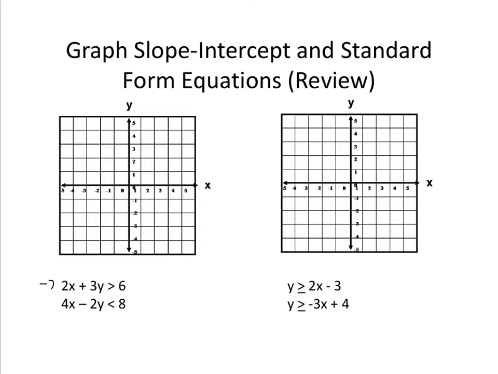Okay, so what I'm going to do is I'm going to go ahead and graph the first one. Okay, so in the first equation here, if I set x equal to 0, then I can solve for y. So that means that 3y is greater than 6, so y has to be 2. Okay, then I'm going to set y equal to 0, which would give me 2x is greater than 6, so x would be 3. Okay, so I just found the x-intercept and the y-intercept, and now I'm going to connect the points. So 0, 2, and 3, 0.